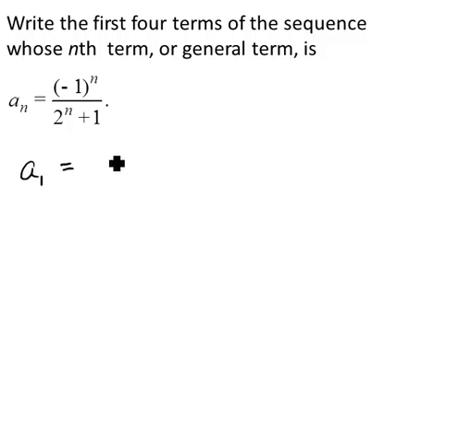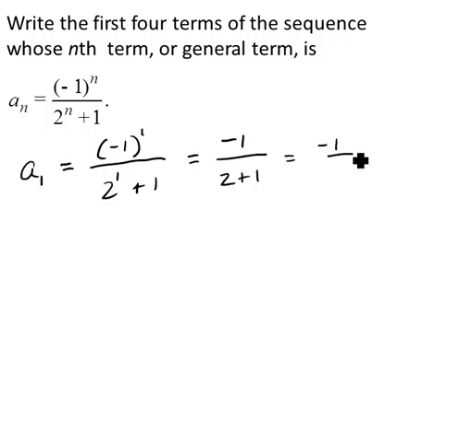So a1, which is the first term, would be negative 1 to the first power over 2 to the first power plus 1. Negative 1 to the first power would be negative 1. 2 to the first power is 2. And 2 plus 1 would be 3. So we get negative 1/3 as the first term of the sequence.